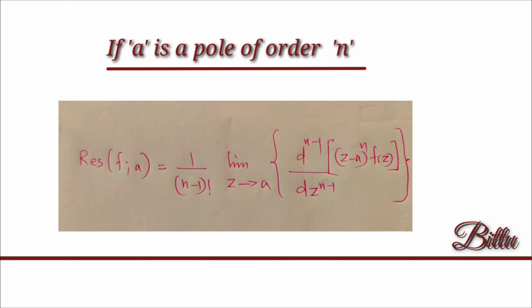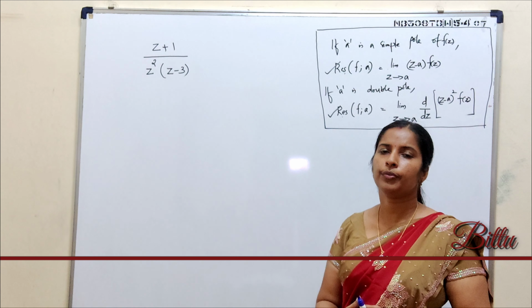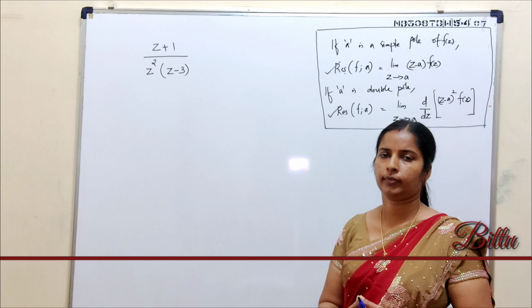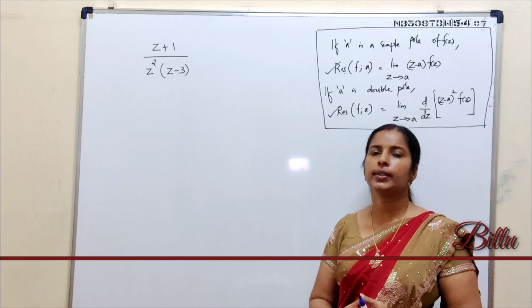I repeat, you can apply these results only for poles. If the singularity is not a pole, you can find its corresponding residue from its Laurent series expansion. In this video, I would like to do problems based on simple and double poles. Let me illustrate how to find the residue of a given function through a few functions. So consider the function (z plus 1) by z square into (z minus 3).